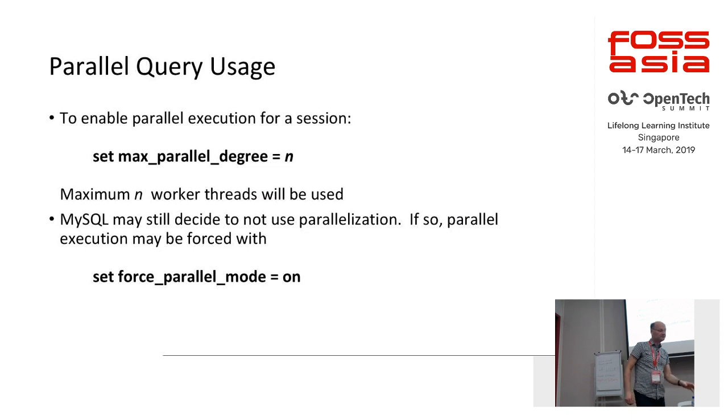So how do you use it? We have this variable, max parallel degree, that tells how many workers you can use at most for this query. If, for example, you set it to 64, you can use a maximum of 64 worker threads for executing the query. It may use fewer threads if it decides that it is not efficient to use that many. If it decides that, for example, the table is too small for parallelization, you can force it to use parallel execution by setting the force parallel mode variable on.